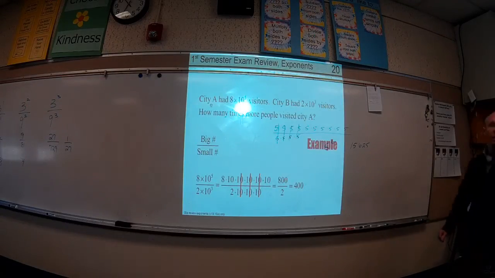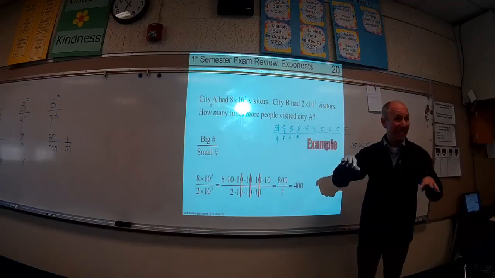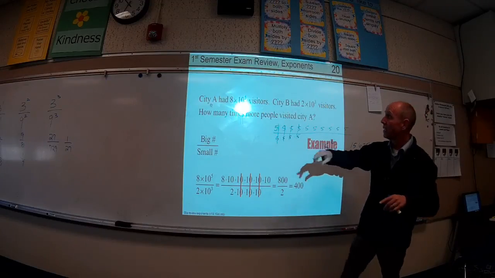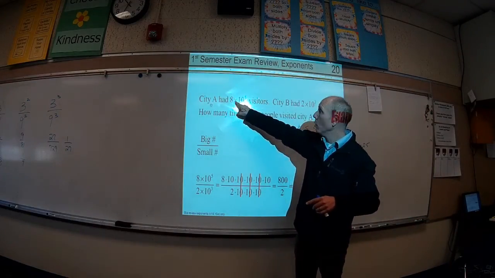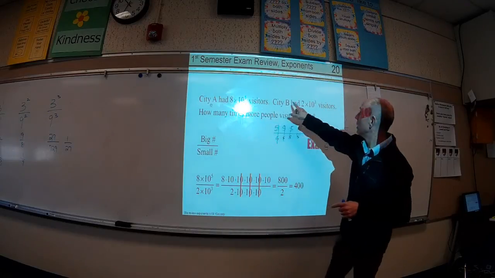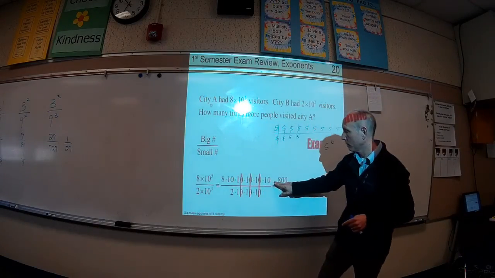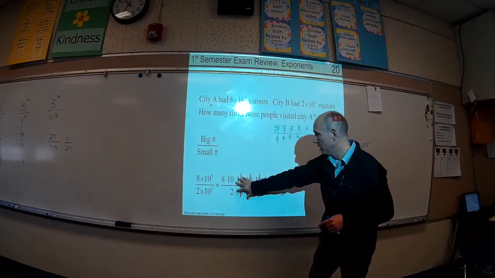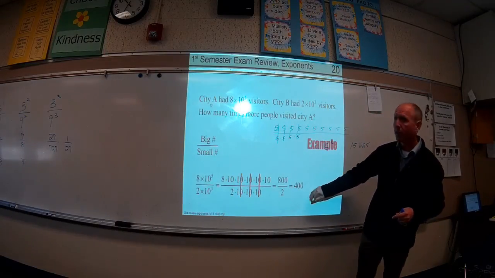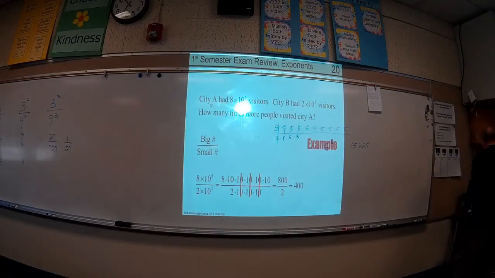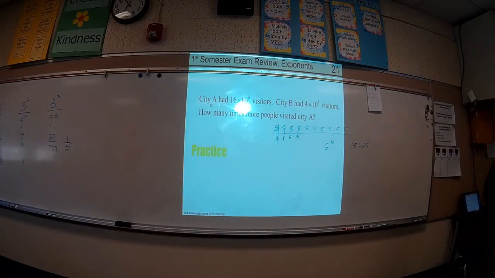This one. Are there going to be a bunch of 10s on this one? Yes. Look, this is going to be 8 with a bunch of 10s. 2 with a bunch of 10s. Big over small. Cancel, cancel, cancel. Simplify, simplify. Number 21.